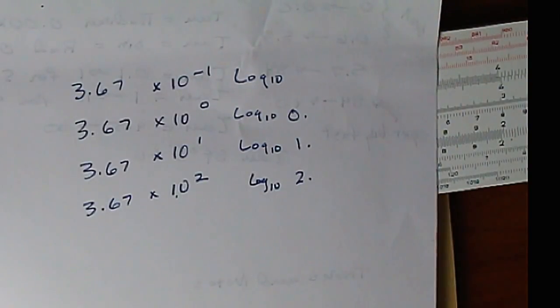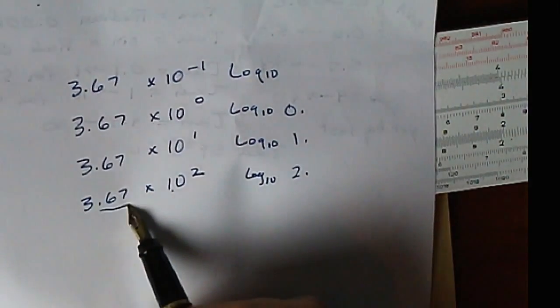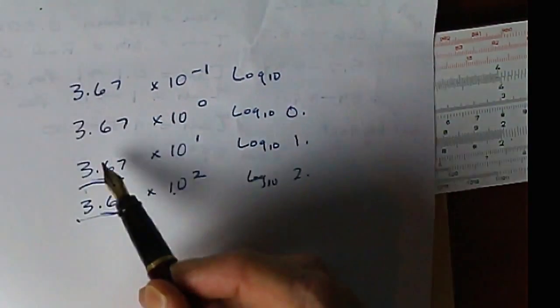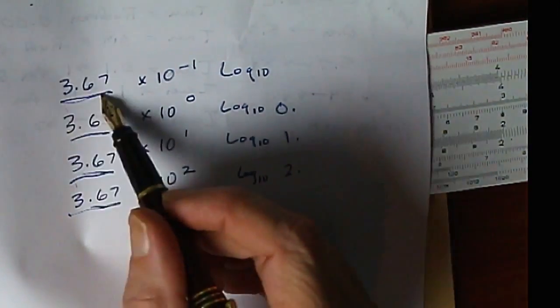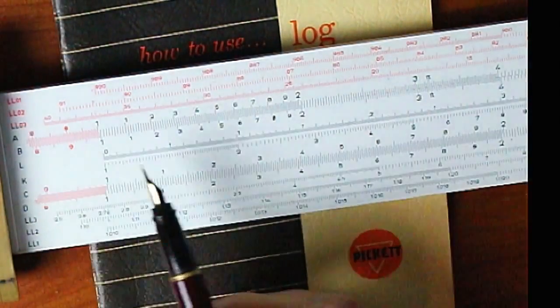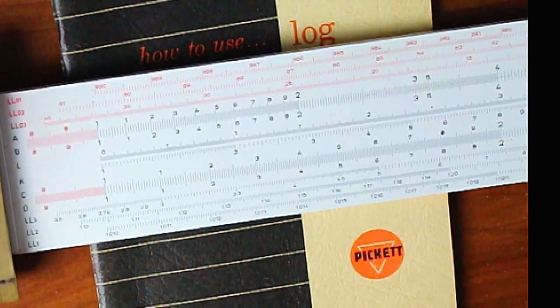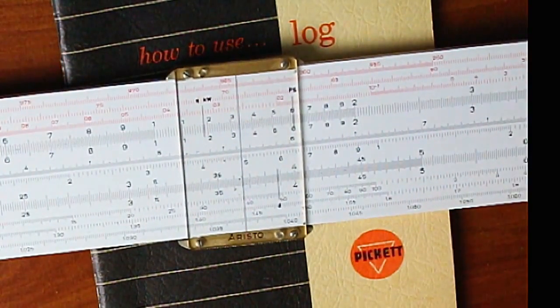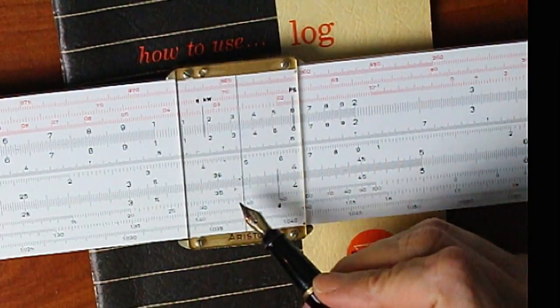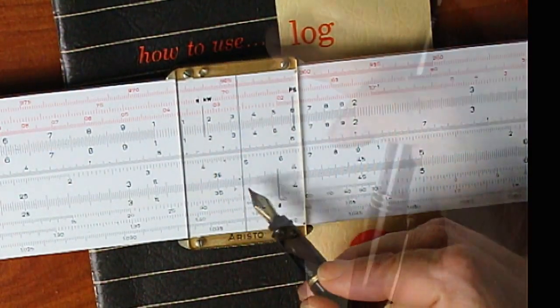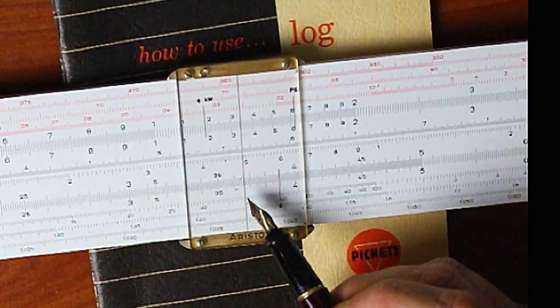Now when it comes to the log scale, finding the mantissa is actually rather easy. All you have to do is take the number that you're raising to a power of 10 and find that number on the log scale. So on this slide rule, the L is right here underneath the B scale, and that's the log scale. So all we have to do is come up here. We're looking for 3.67, so there's 3.5, 3.6, and I'm going to call that about 3.7 right there.